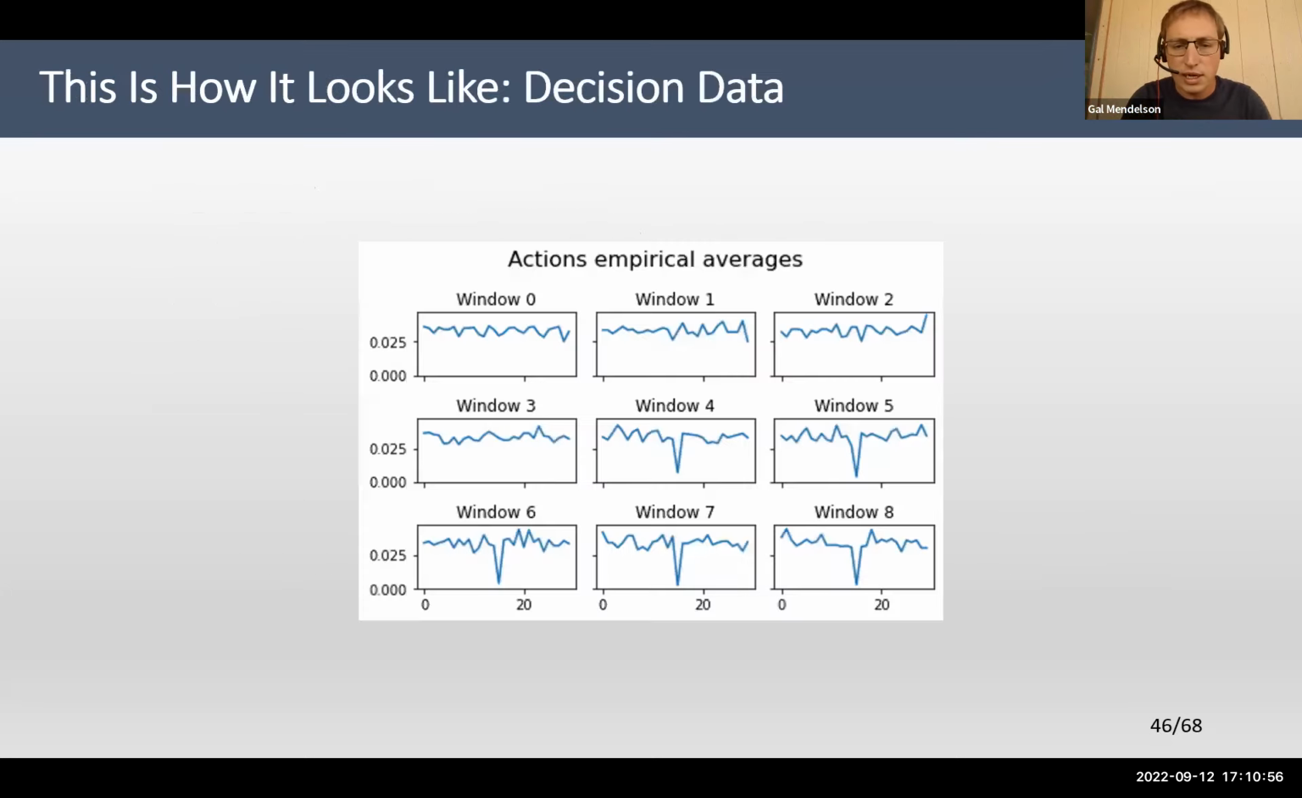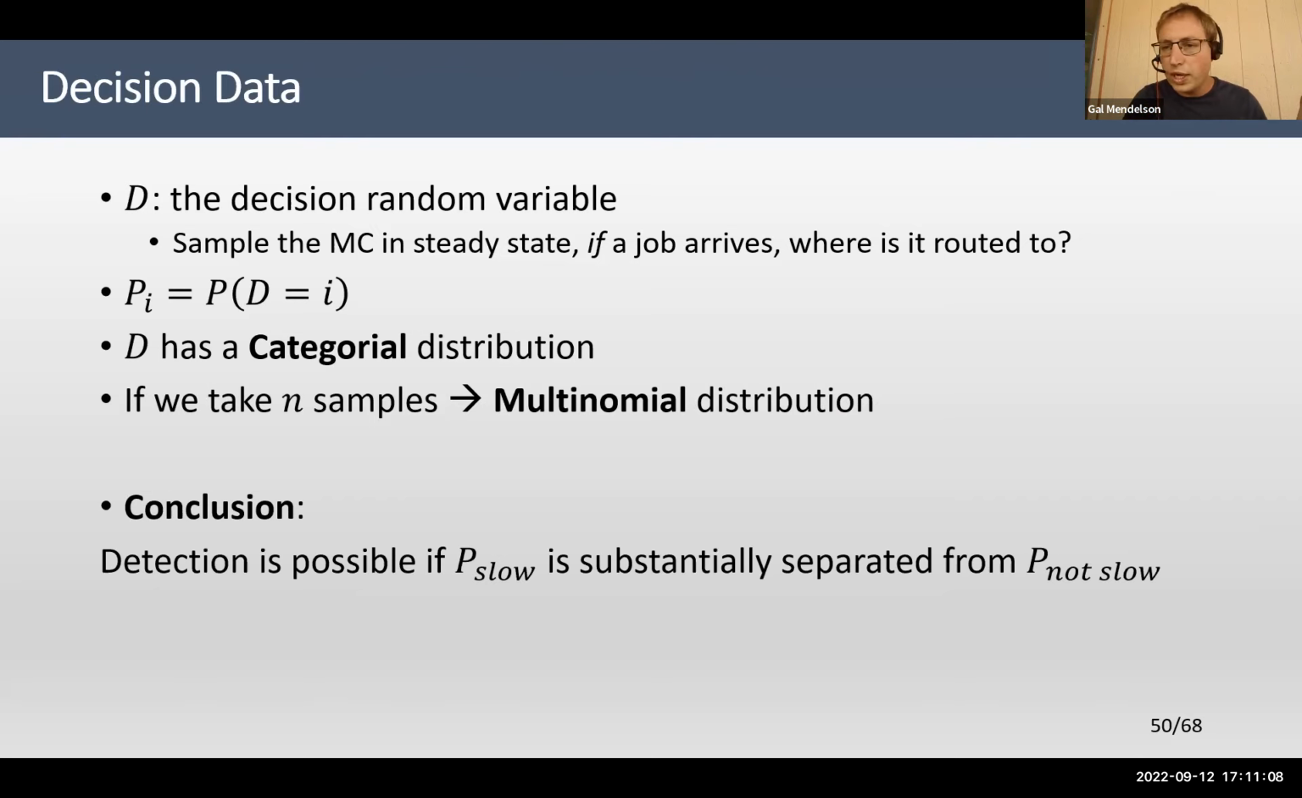In this case, it will be the difference between all of the dots that go together and the dot on the bottom, when you see windows where servers slow down. So we need to think about whether or not these probabilities are separated for adaptive control.